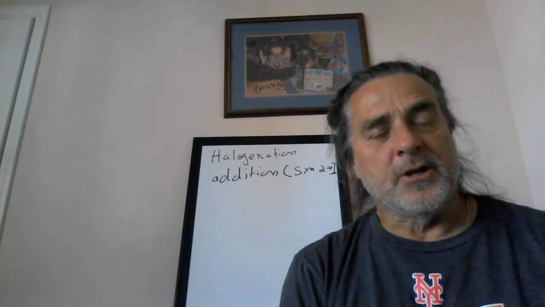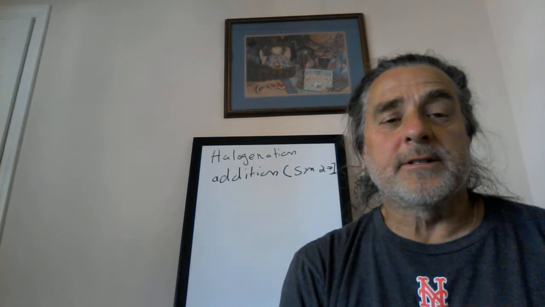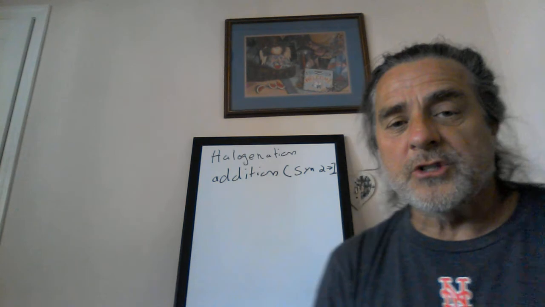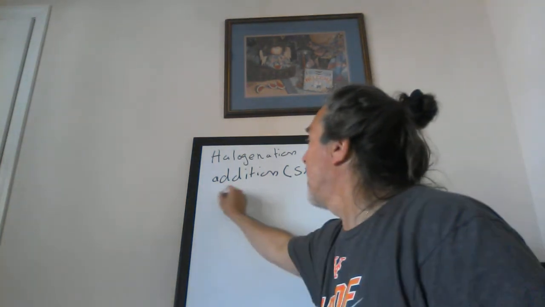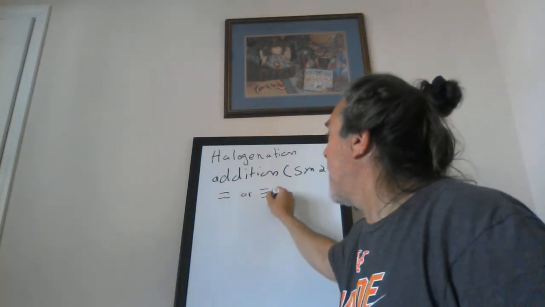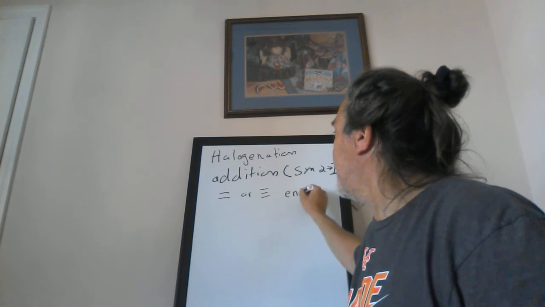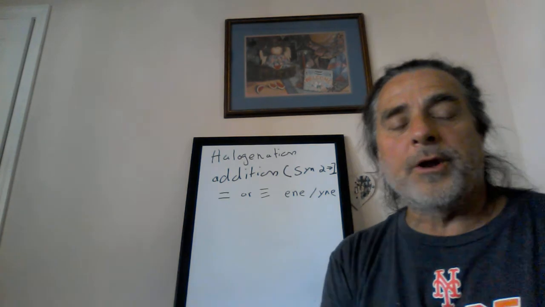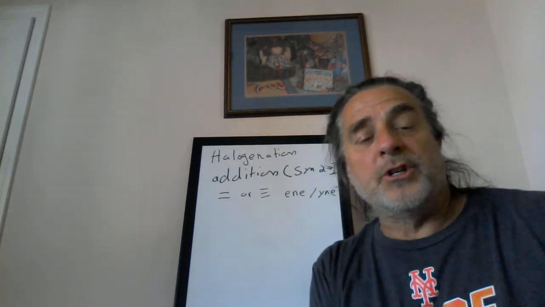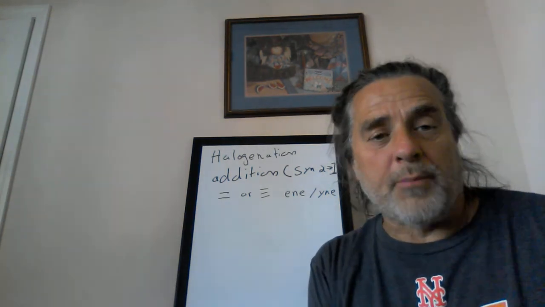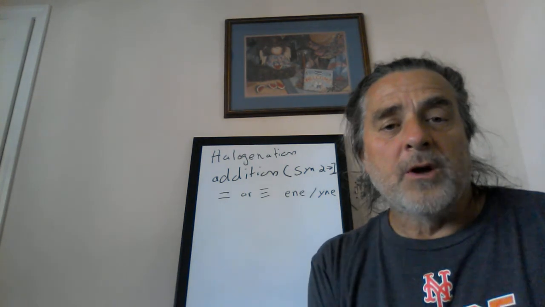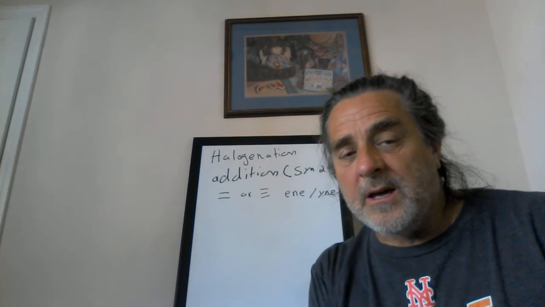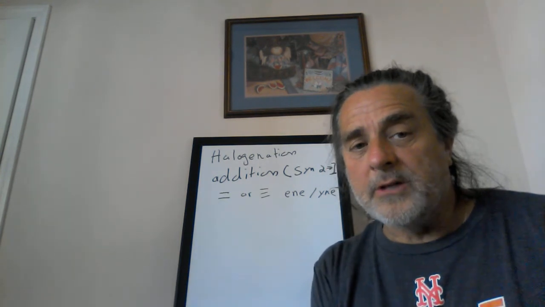Halogenation is going to use a halogen. If it's a hydrogen, they call it hydrogenation. Now, in these reactions, we need a double or a triple bond. That would be an ENE or a YNE. And what happens, in order to add the halogen in, bonds will have to break. I'm going to do a very simple example using fluorine to acetylene, which by IUPAC name is known as ethine.